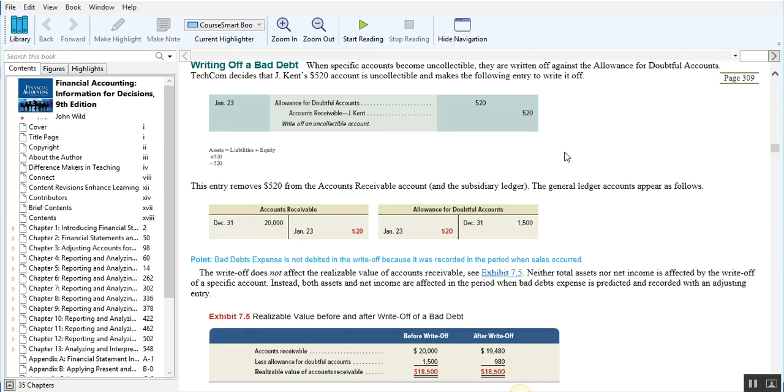The receivable will be credited. And here's what will happen with both of the accounts. With the accounts receivable, we're going to reduce it by the $520, because we're crediting the accounts receivable for Kent here. And the allowance account, we're reducing it by $520 because we're debiting it here for the write-off.